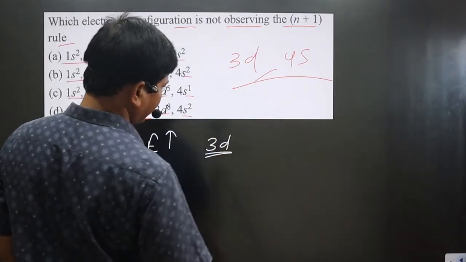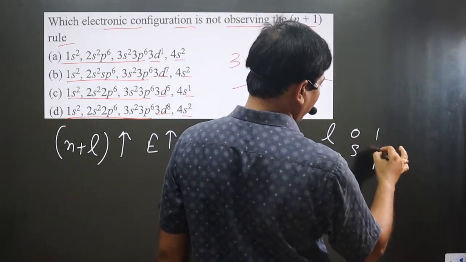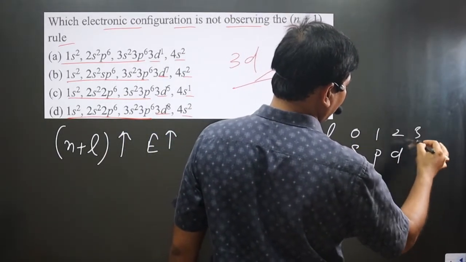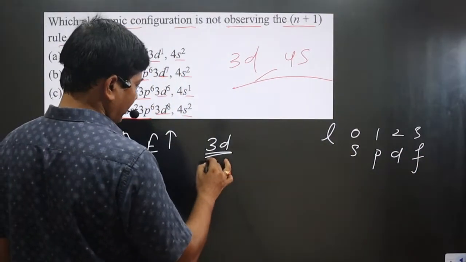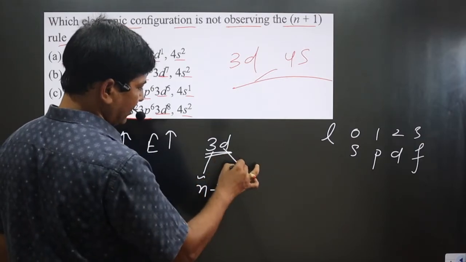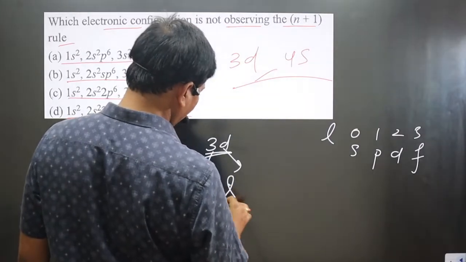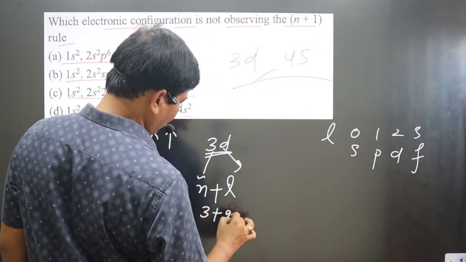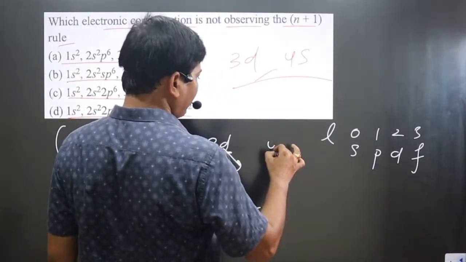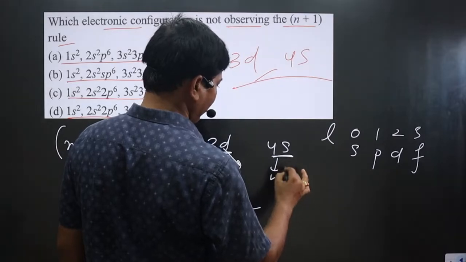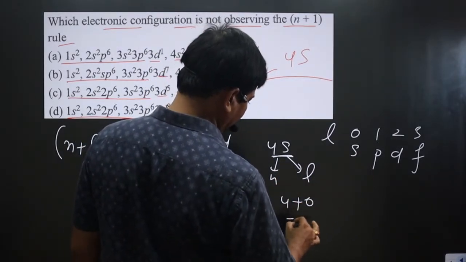We have learned the L value is 0 for s orbital, 1 for p orbital, 2 for d orbital, and 3 for f orbital. For 3d, the n value is 3 and the L value for d orbital is 2. Plugging in, 3 plus 2 is equal to 5. Now we can calculate the n plus L value for 4s also. The n value is 4 plus L value 0 for s orbital, so we get 4.